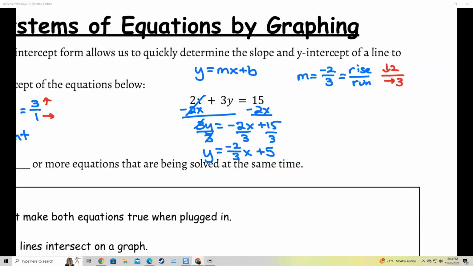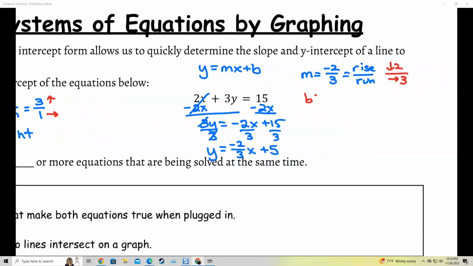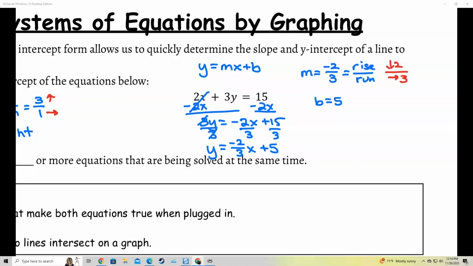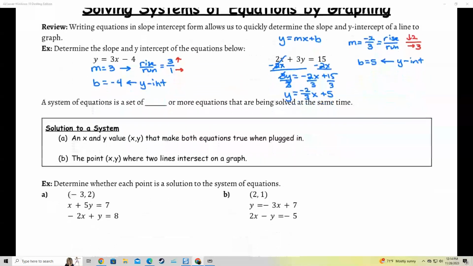What's my y-intercept? Well, in this case, my y-intercept is 5. Sorry, let me go ahead and do that in blue. My b is equal to 5, which means my y-intercept is equal to 5. So on the y-axis, I would start 5 units up and plot it right on the y-axis. All right, so a little bit of review, just in case you forgot.